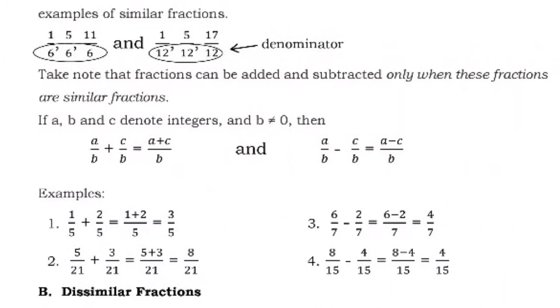So take note that fractions can be added and subtracted only when these fractions are similar fractions. If a, b, and c denote integers and b is not equal to 0, then a/b plus c/b is equal to (a plus c)/b, and a/b minus c/b is equal to (a minus c)/b. So in here, we will just copy the denominator and add the numerators or subtract the numerators based on the given.